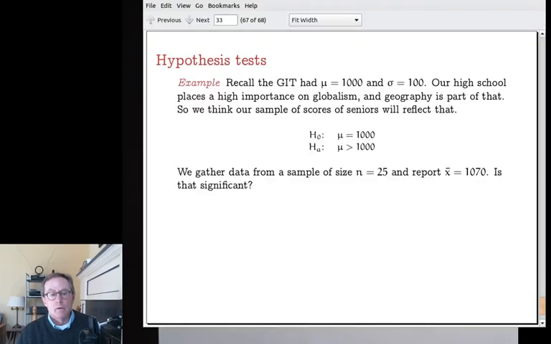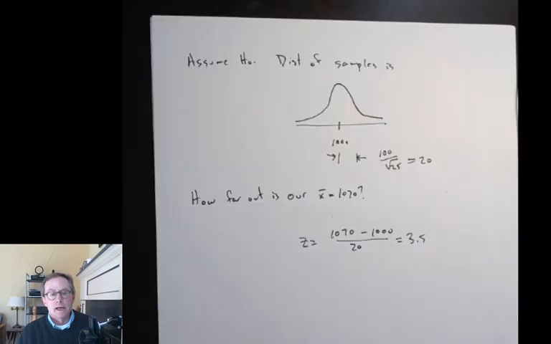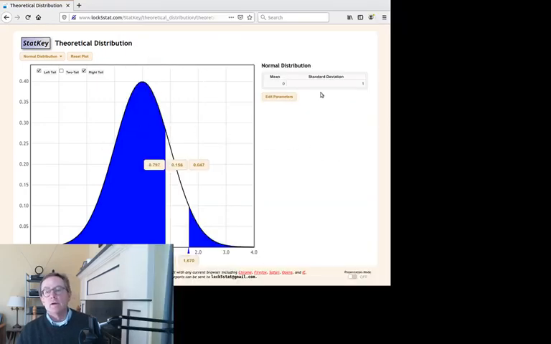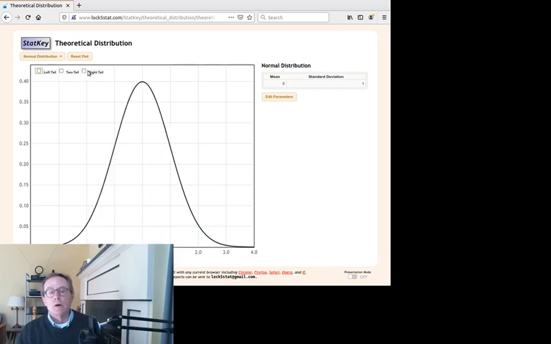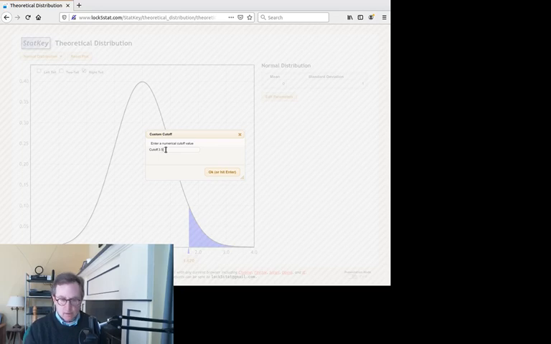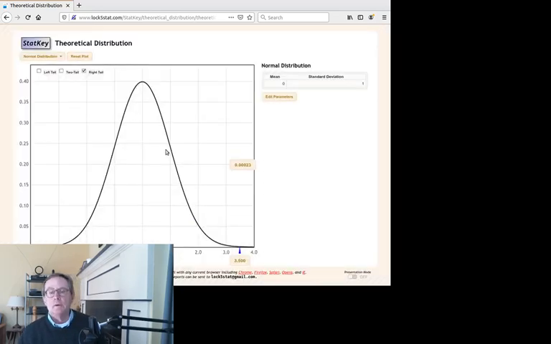Let me get rid of the slides. Too many things. Okay, I'm going to ask StatKey, how far out is a 3.5? I want a right tail, and I want to make this say not 1.6, I want 3.5. Good. Oh, look at that. It's practically impossible.